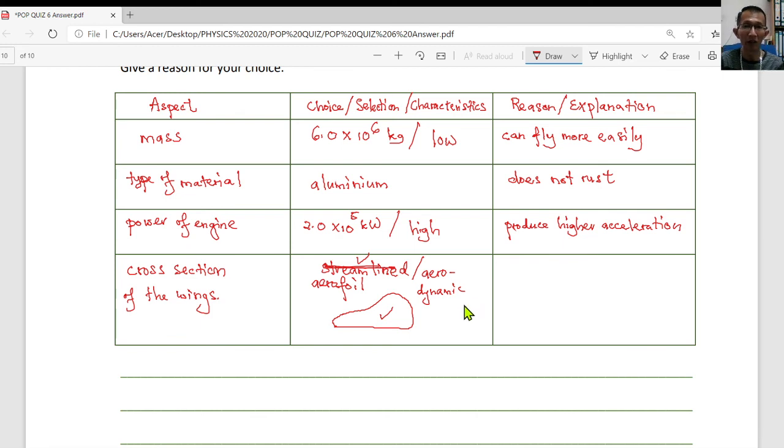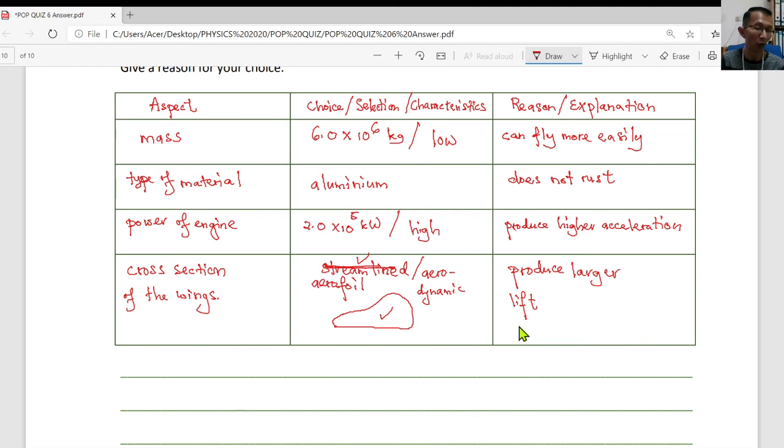What I was thinking just now was streamline. So the shape is aerofoil. For aeroplane, normally it's aerofoil. So why do we choose this shape? The reason is it produces larger lift. Because we know the aeroplane needs to take off, it needs to fly.